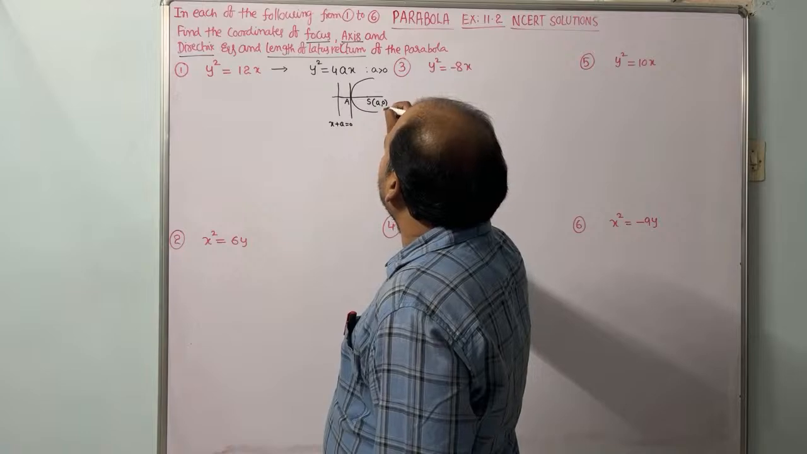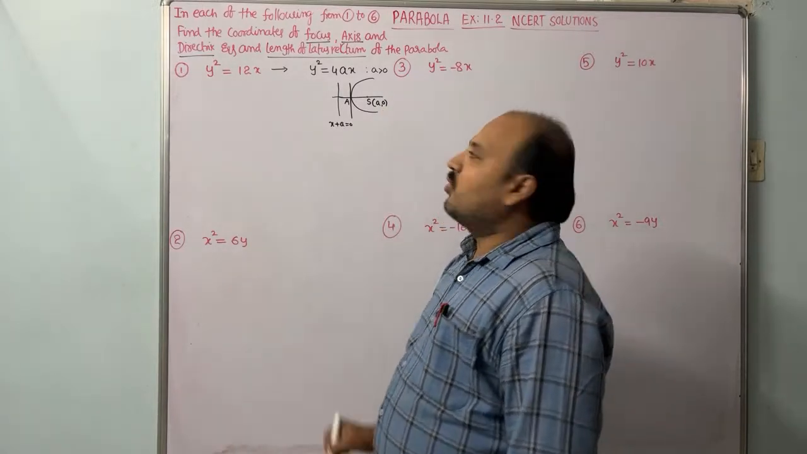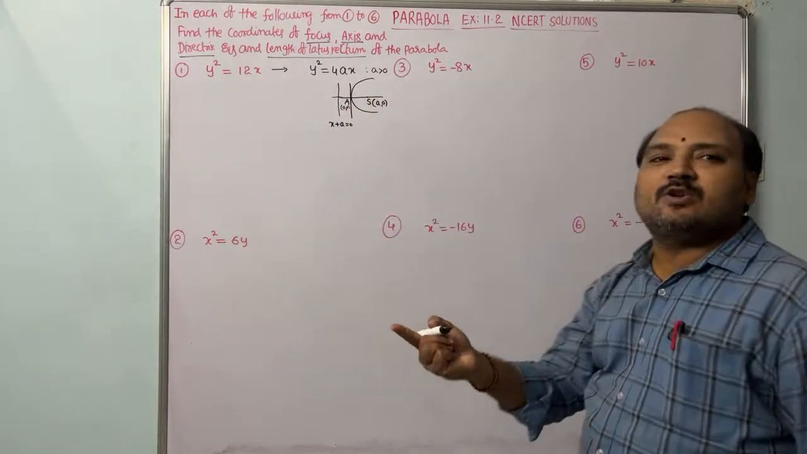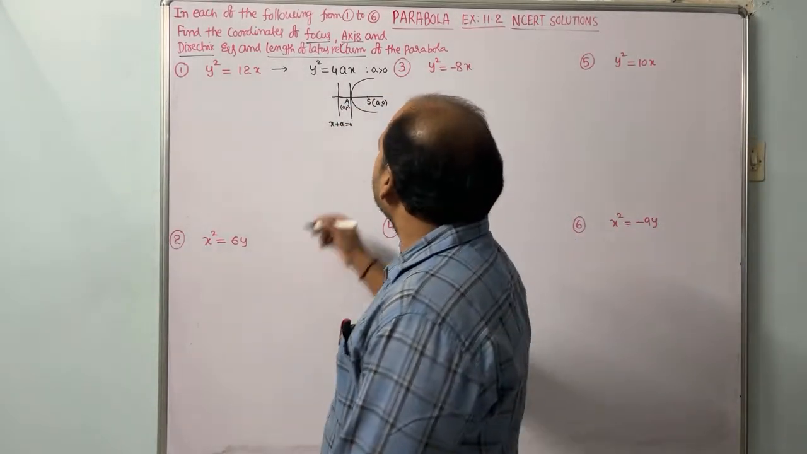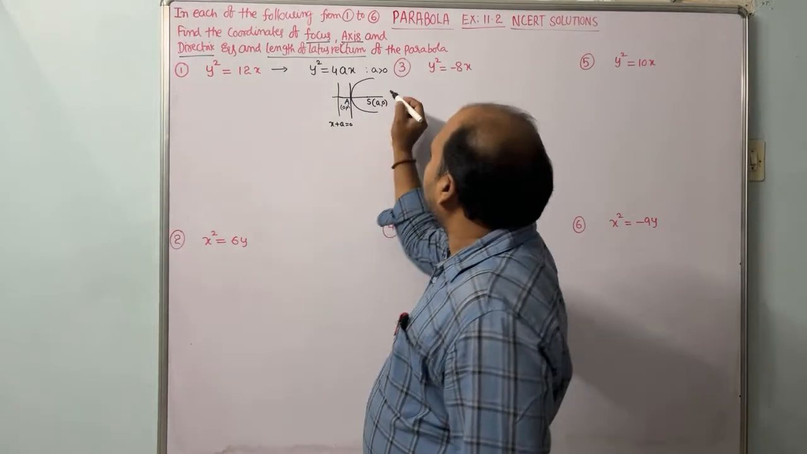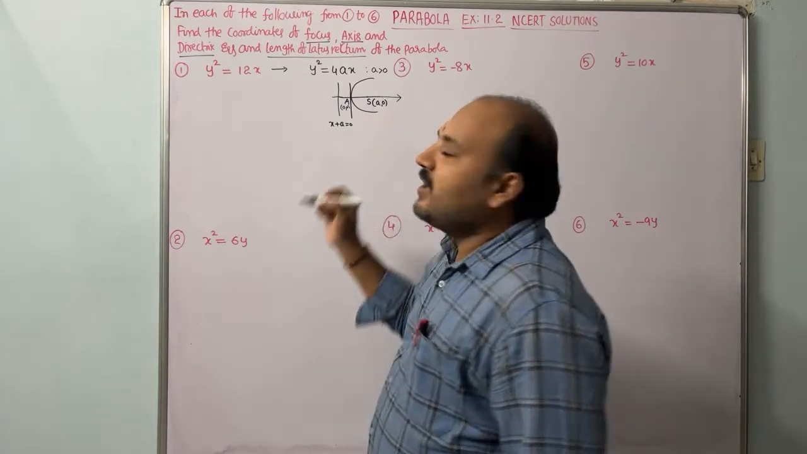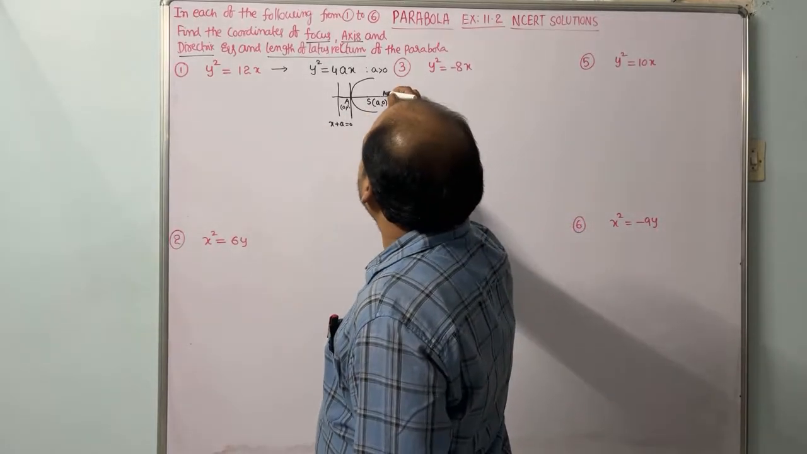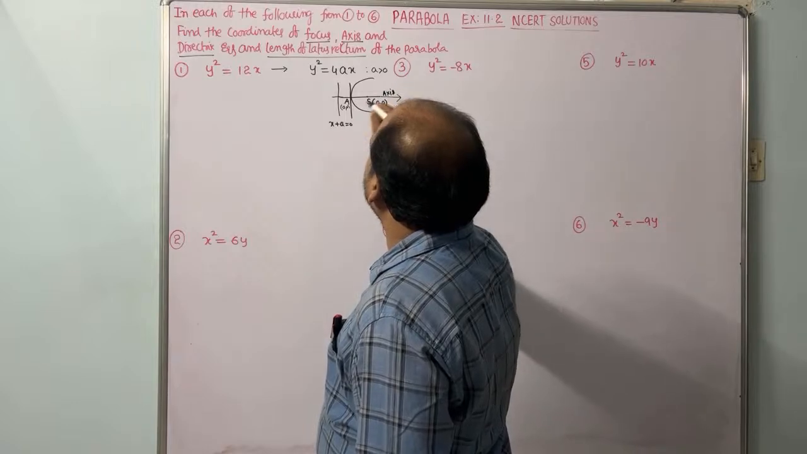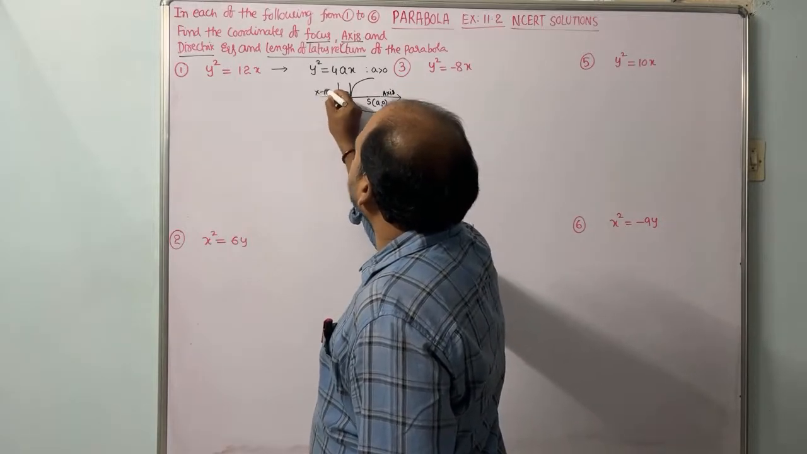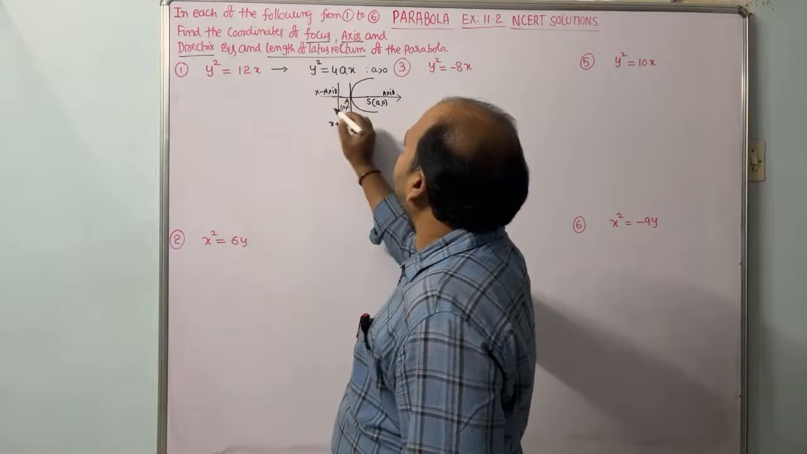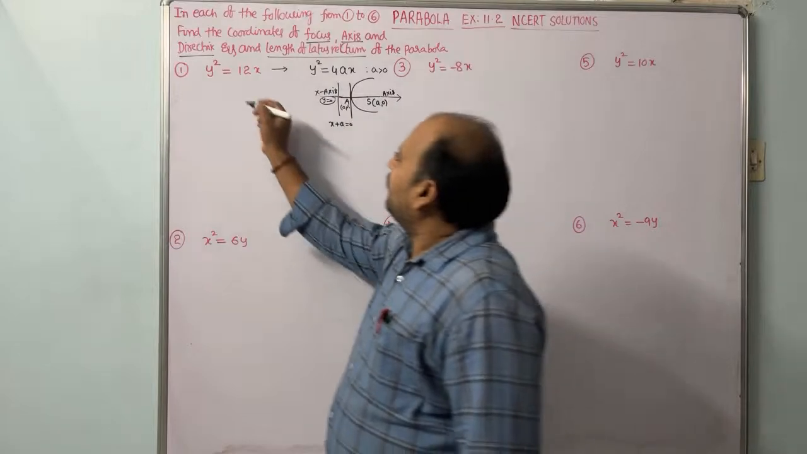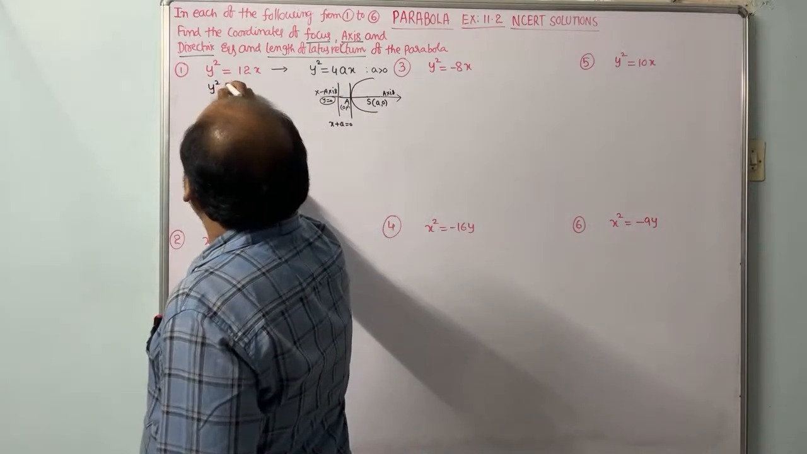Focus is S of a comma 0. Vertex is 0 comma 0. For all these types of parabolas, vertex is 0 comma 0 only, the origin. So directrix we got. This is the axis. The line which is passing through the focus is called the axis. Here it is the x-axis, that means y is equal to 0 only.